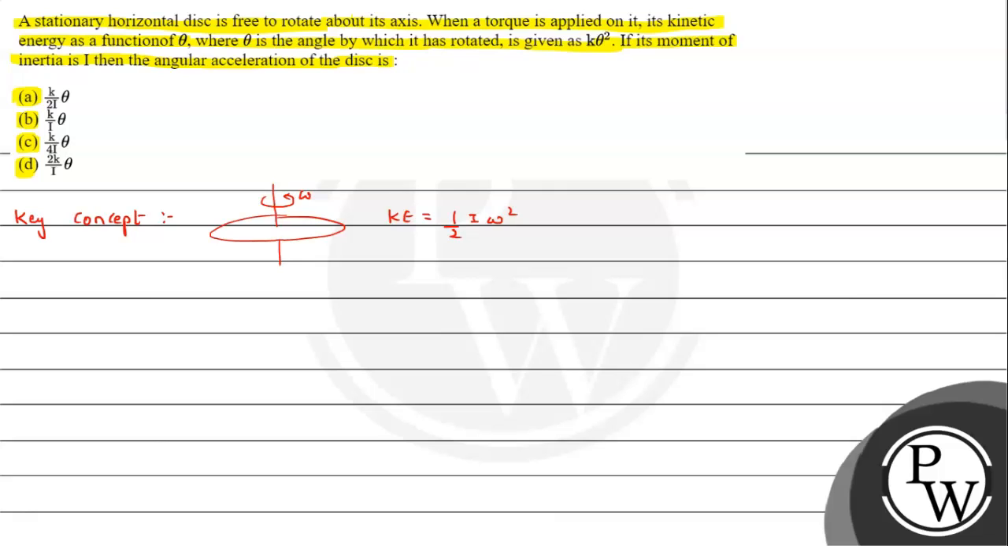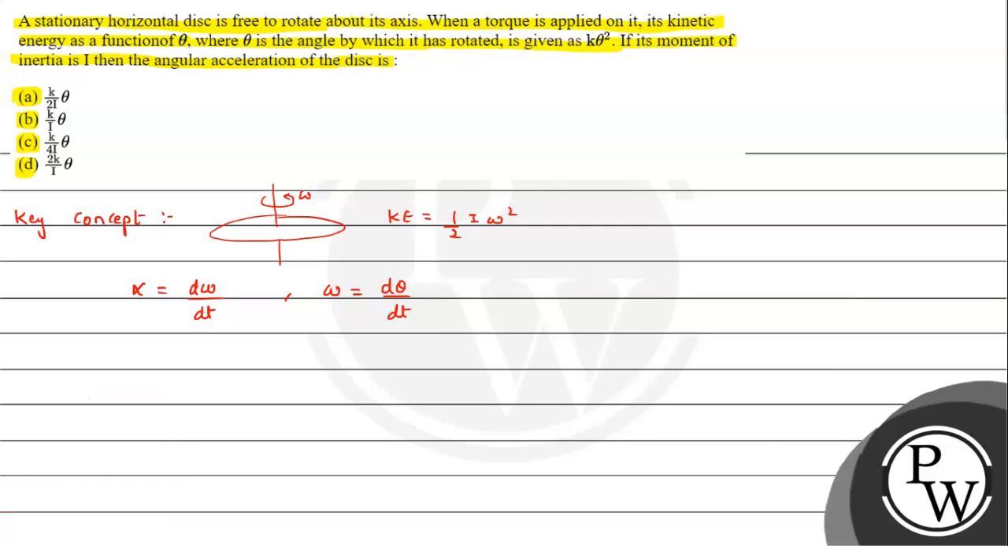Apart from this, we also need to understand that alpha, the angular acceleration, is defined as the rate of change of angular velocity, and omega, the angular velocity, is the rate of change of angular displacement. So these are the basic few points regarding rotation we need to keep in mind.